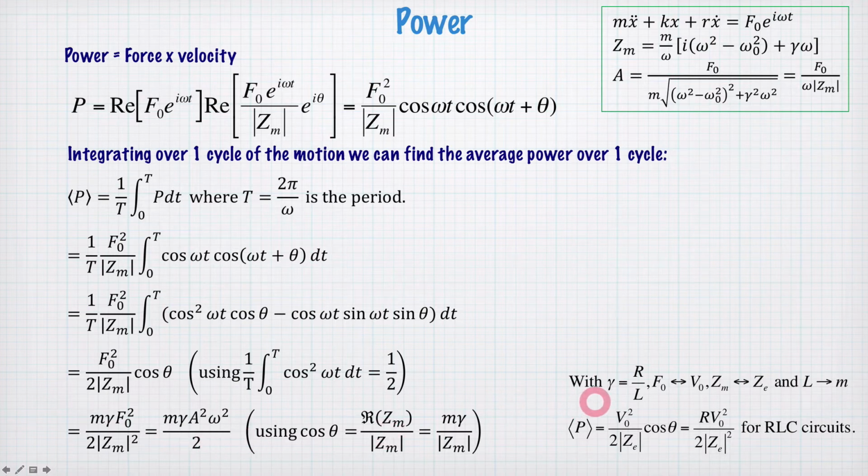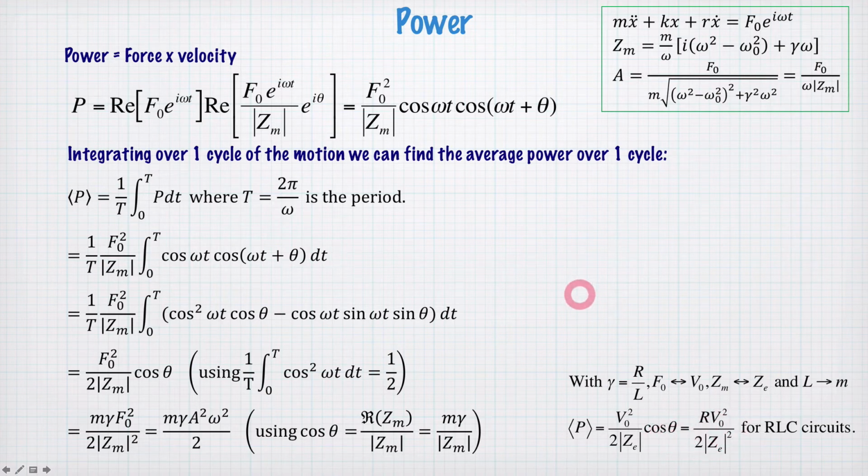If we want to have an electrical system, then we can use the substitutions that we used previously, and then find the power dissipated by an electrical circuit is given by this, with the angle of the impedance, or getting rid of the angle of the impedance given by this.